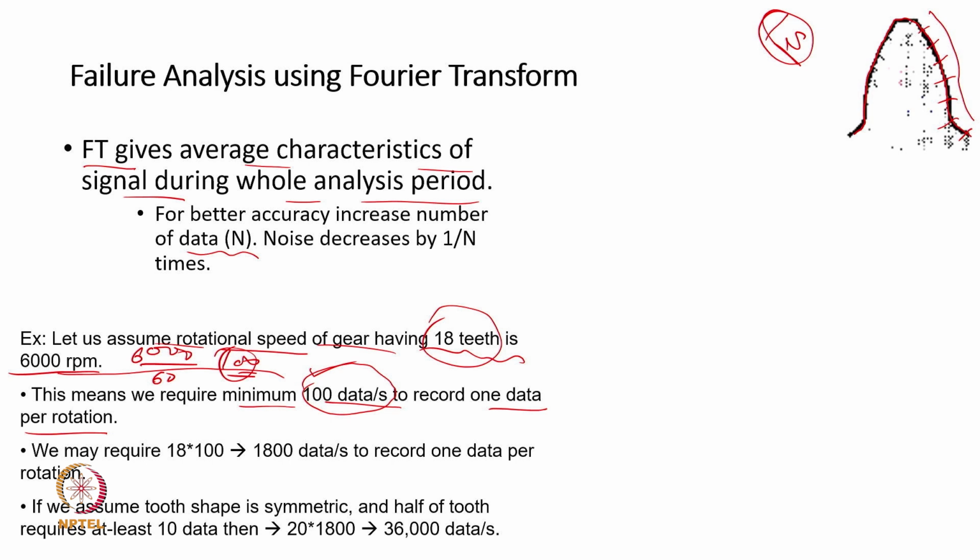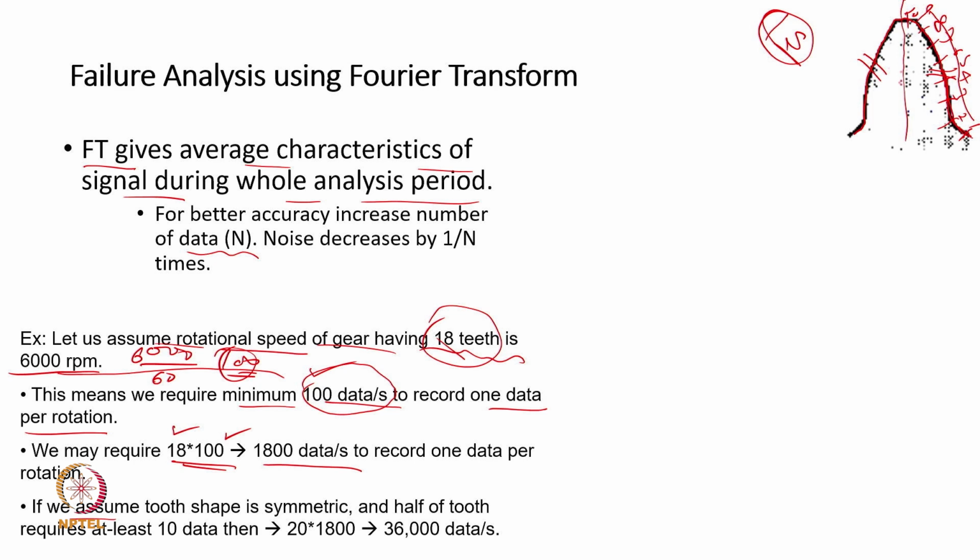Now if it has 18 teeth, naturally per teeth, if I want to capture one data, I require 18 into 100, that means 1800 data per second, so that I'll get one response per teeth. Now if I assume that the gear tooth is symmetric, this is the midline suppose, and this side is symmetric, and we require every time, this is 1 2 3 4 5 6 7 8 9, this is a 10, suppose 10 points.